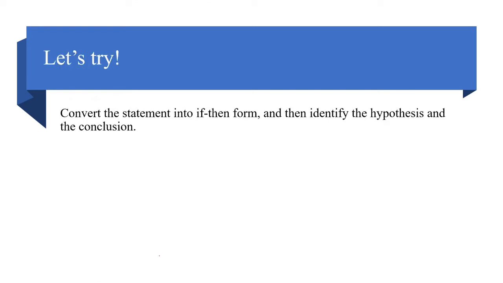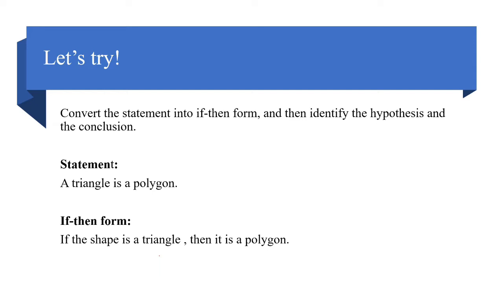So let's try. Convert the statement into if-then form and then identify the hypothesis and the conclusion. Here is the statement: a triangle is a polygon. The if-then form is: if the shape is a triangle, then it is a polygon. So the hypothesis here is "if the shape is a triangle," and the conclusion is "then it is a polygon."